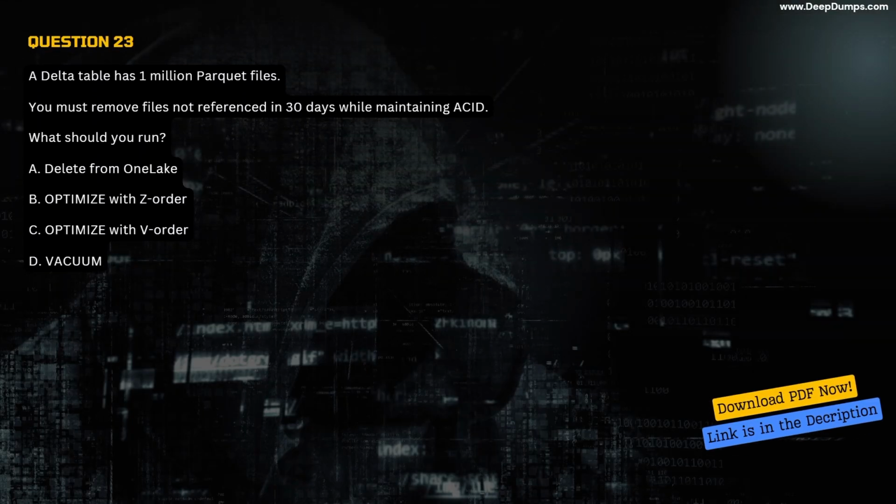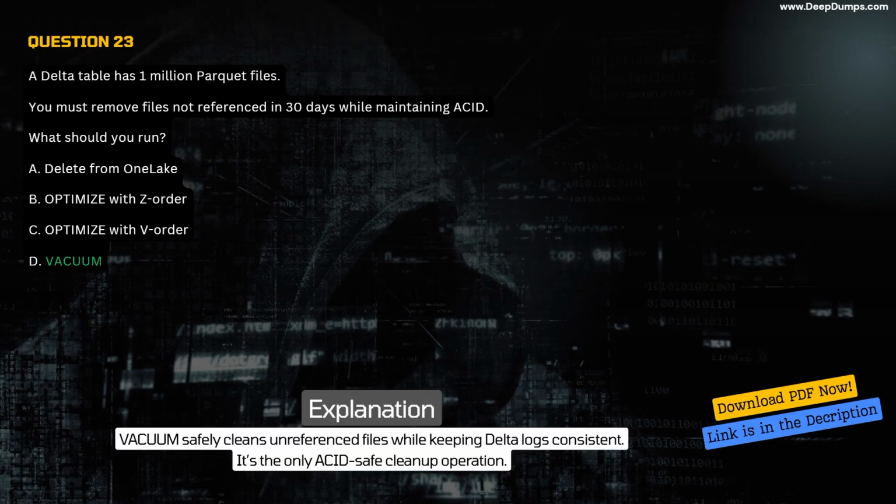Question 23. A Delta table has 1 million Parquet files. You must remove files not referenced in 30 days while maintaining ACID. What should you run? A. Delete from OneLake. B. Optimize with zorder. C. Optimize with vorder. D. Vacuum. Correct answer D. Vacuum. Explanation. Vacuum safely cleans unreferenced files while keeping Delta logs consistent. It's the only ACID-safe cleanup operation.